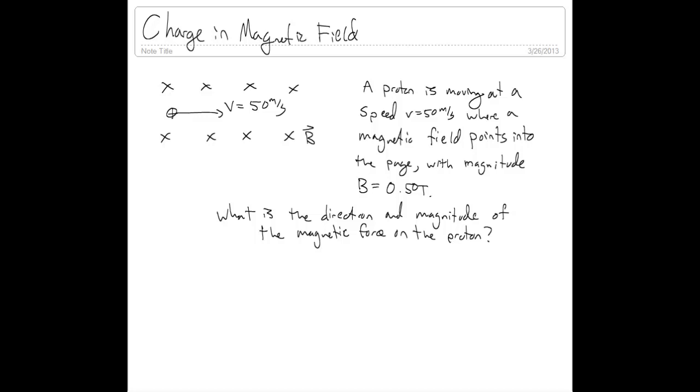What happens when a charge is moving in a region where there's a magnetic field? Well, let's do an example like that. So we have a proton moving into a region where there's a magnetic field pointing into the page. We know what the direction and magnitude of the magnetic force is on the proton.